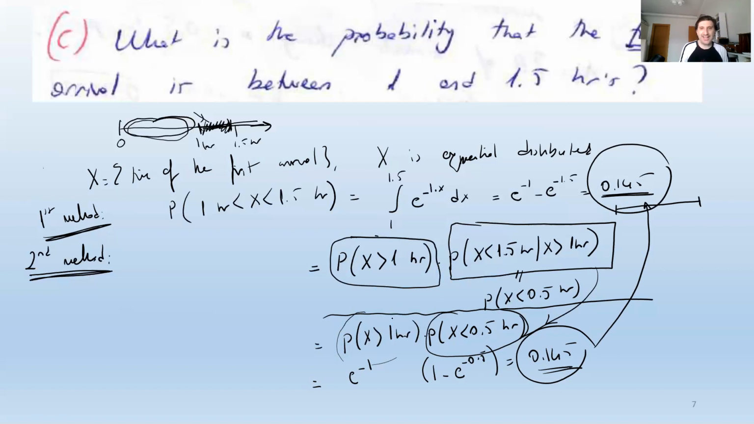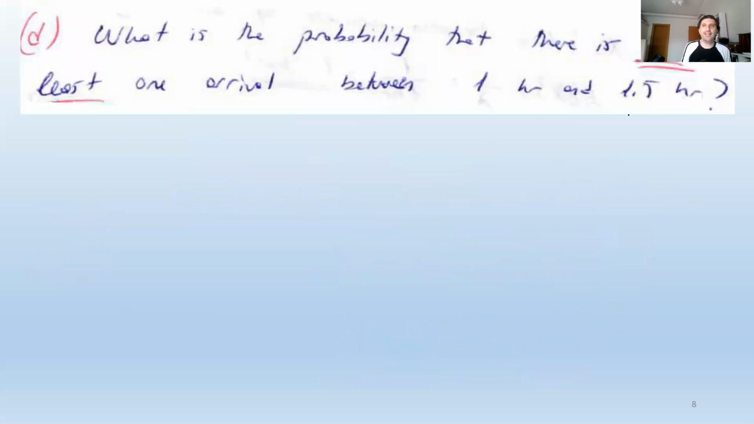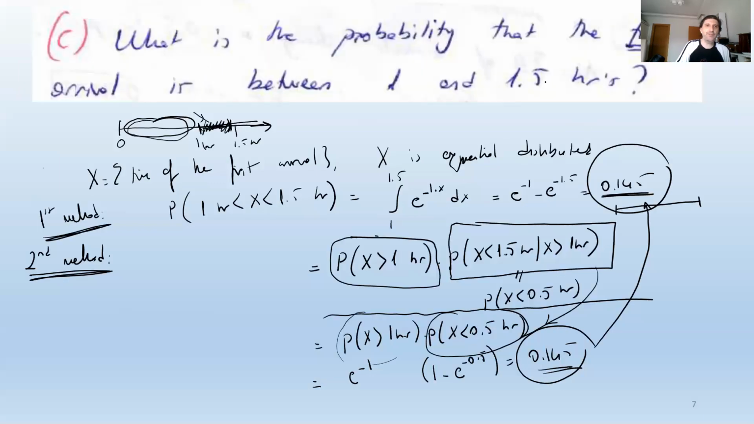Actually, we are going to realize that this second method is going to be more handy in the next question. The next question is, what's the probability that there is at least one arrival between 1 and, let me see this again, 1.5. Now note that this is different from the previous question. In the previous question, it says the first arrival is between 1 and 1.5. This implicitly means that there is no arrival within the first hour.